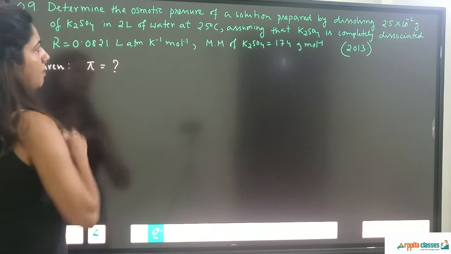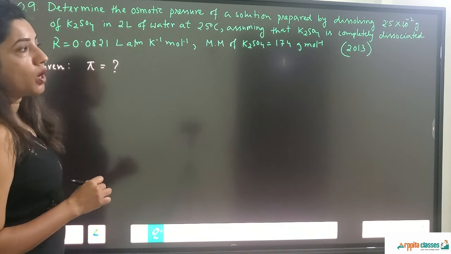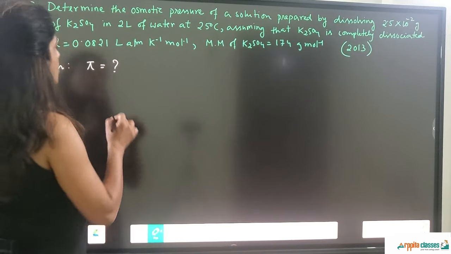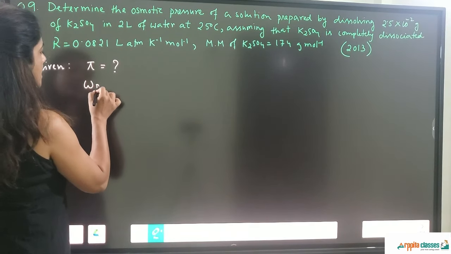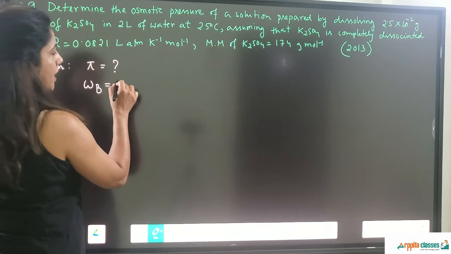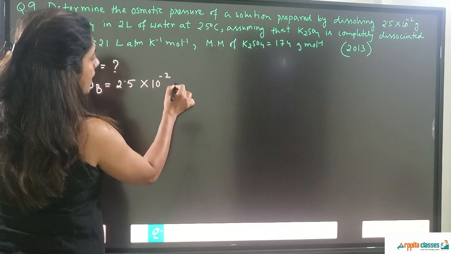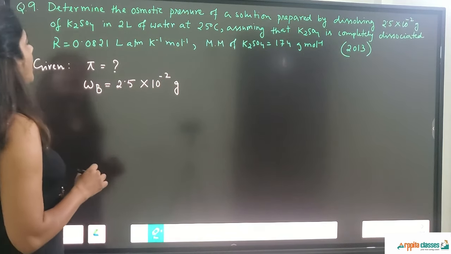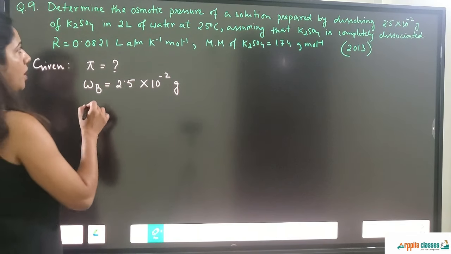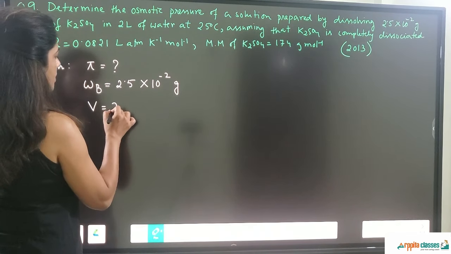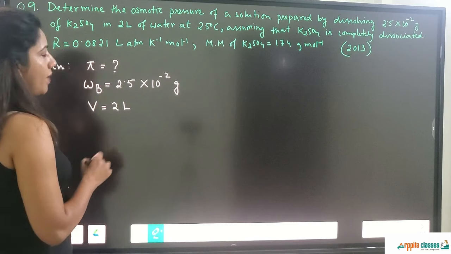Osmotic pressure is denoted by pi. Prepared by dissolving 2.5 into 10 raised to power minus 2 grams. So this is your WB. This is the solute dissolving, they are saying. By the language you have to understand it is a solute, K2SO4, in 2 liter of water. So your volume of water is equal to 2 liter at 25 degrees Celsius.